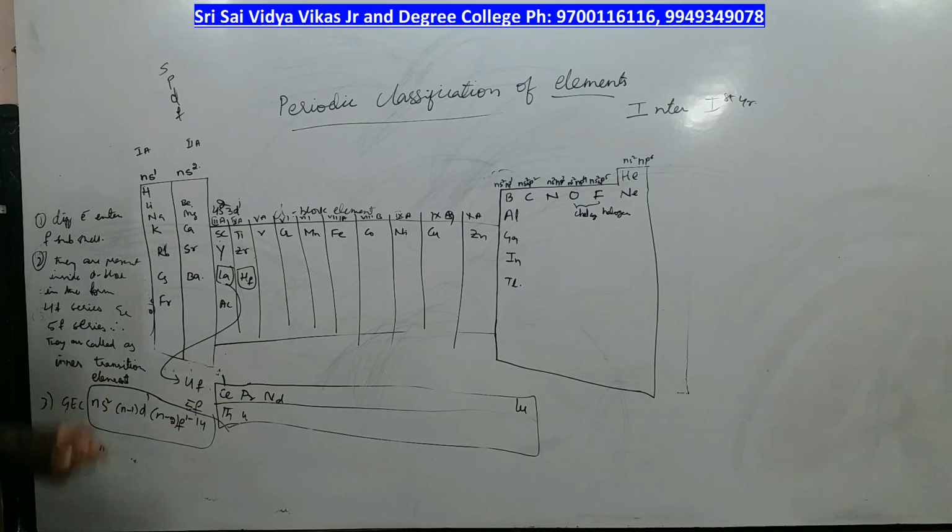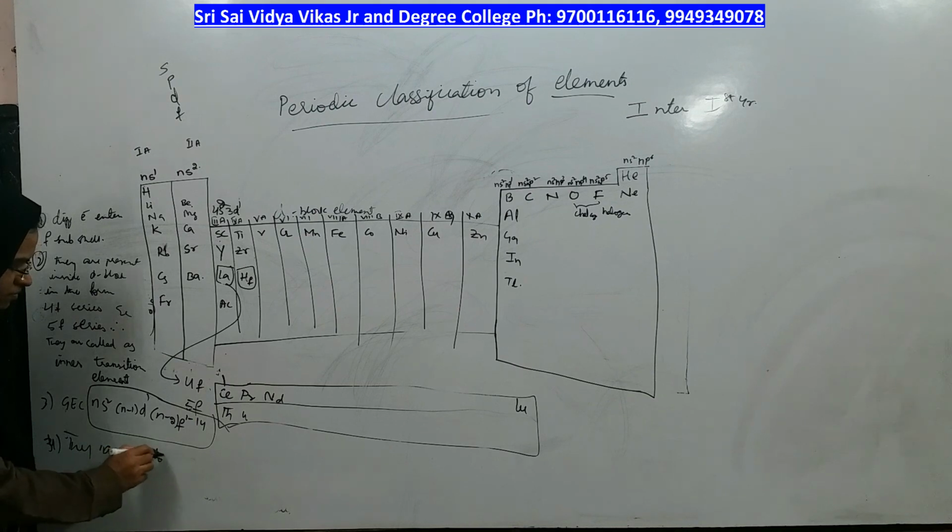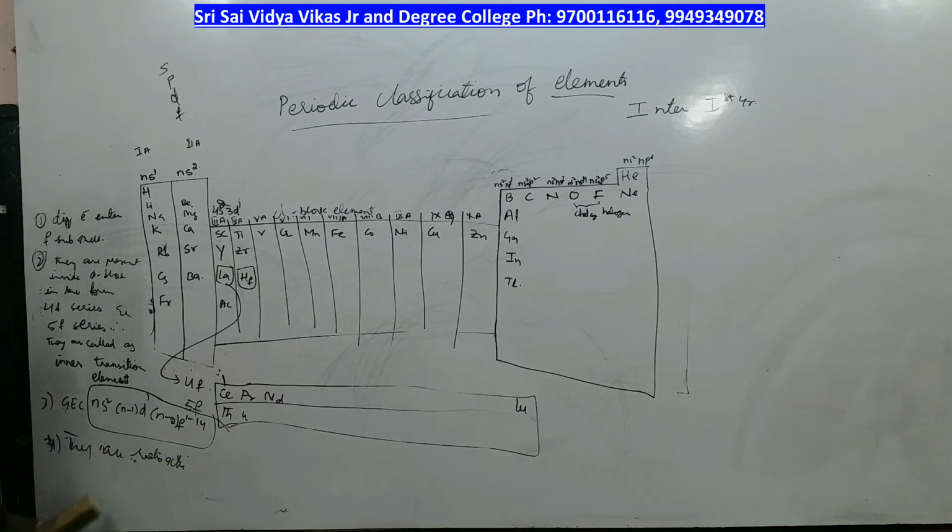What is the speciality of f block elements? They are radioactive in nature, right. That is it about 4f and 5f elements. Where they are present is important, and what the general electronic configuration is, is important, right. These are the important points of each and every block.